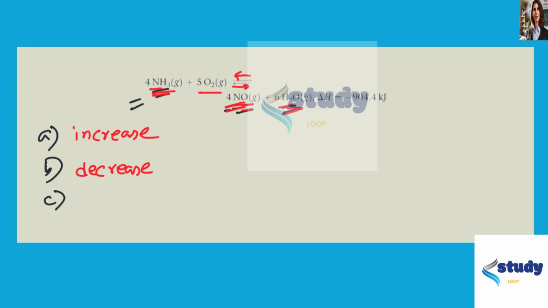Then in part C, we have to find out if we decrease the concentration of oxygen, what will happen. If we decrease the concentration of oxygen, that means some of the products, that is nitric oxide and water, will react to produce some more oxygen to neutralize the change, and this way, again, the yield of nitric oxide will decrease.